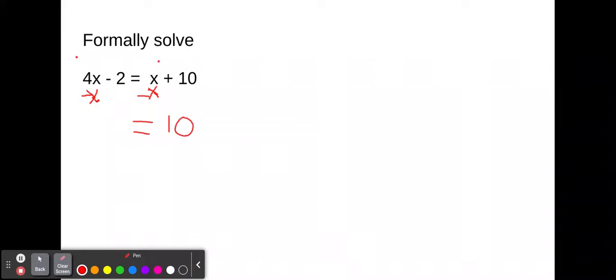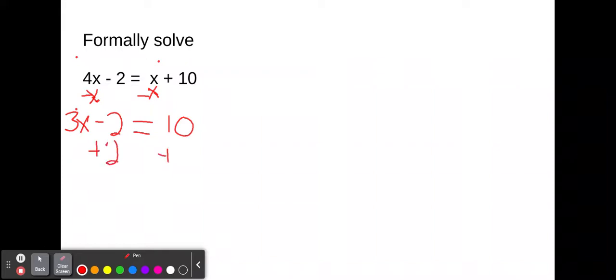On the other side, I have 4x's minus 1x. That will leave us with 3x, or 3x minus 2, because that minus 2 is still there. We didn't do anything with that. So now we have an equation that looks pretty similar to what we did in the two-step problems. So now we're going to go ahead and continue that process.